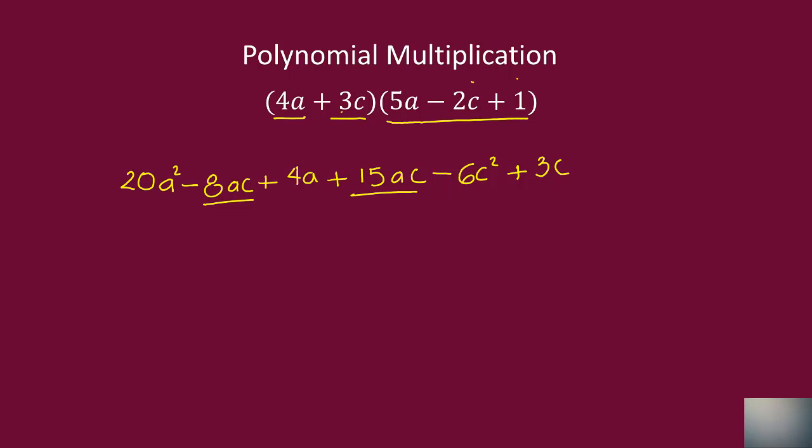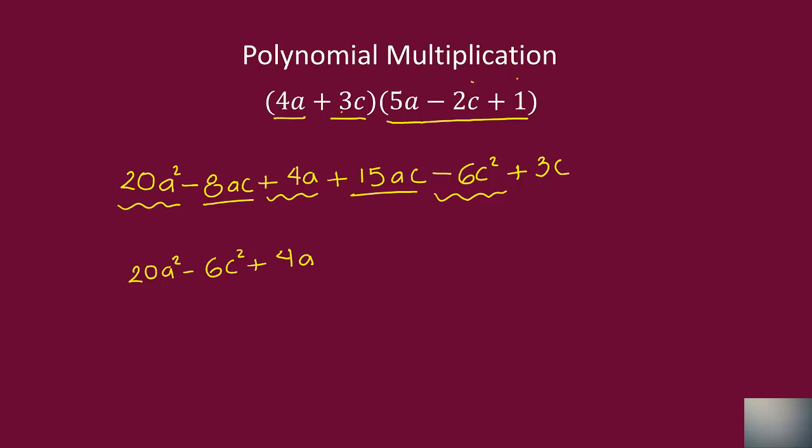So the highest exponents we have are a squared and c squared. Both are squared. So if they have the same power, we go alphabetically. A comes before c, so we write that one first. So our first term would be 20a squared, and then negative 6c squared. Okay, now that we're done with the second power, we go with the first power exponents. And all of them are first power, so we go alphabetically. 4a would be first, positive 4a.